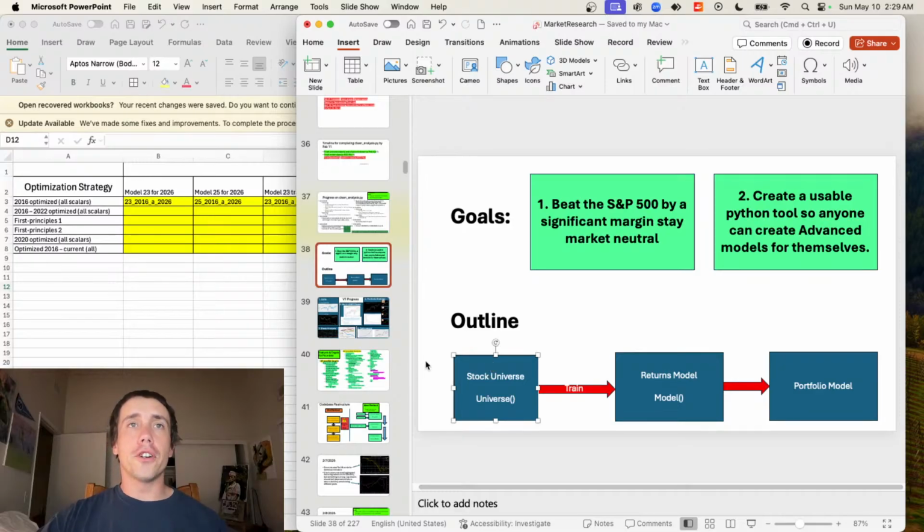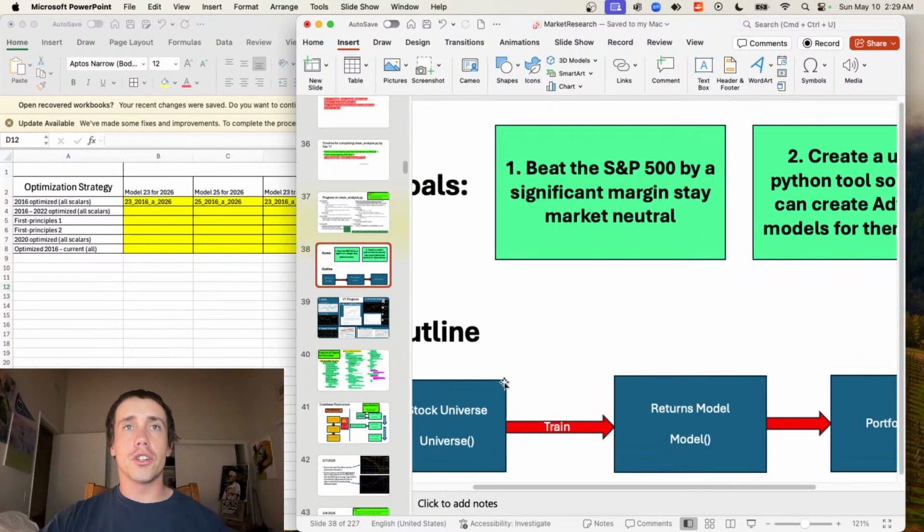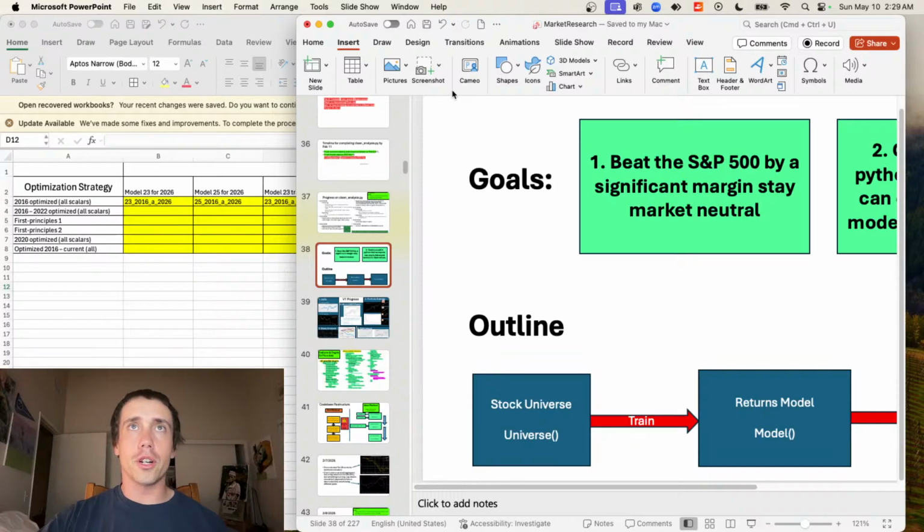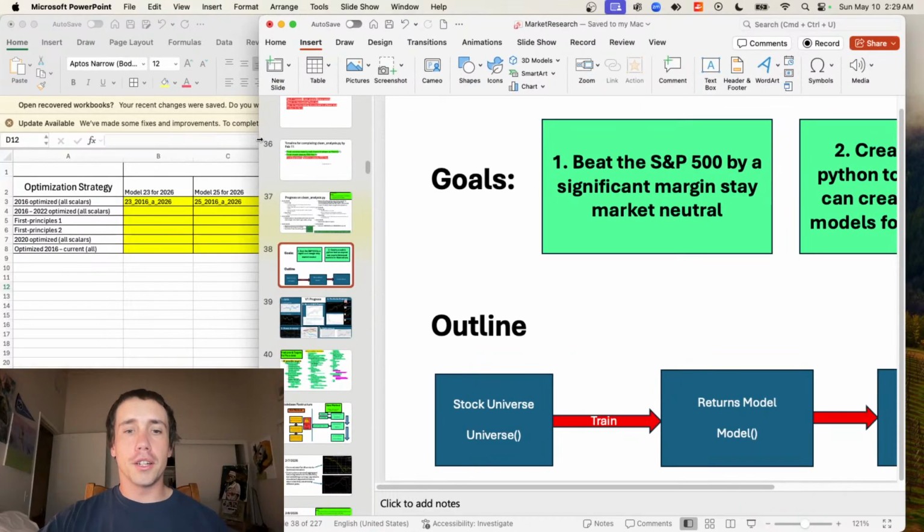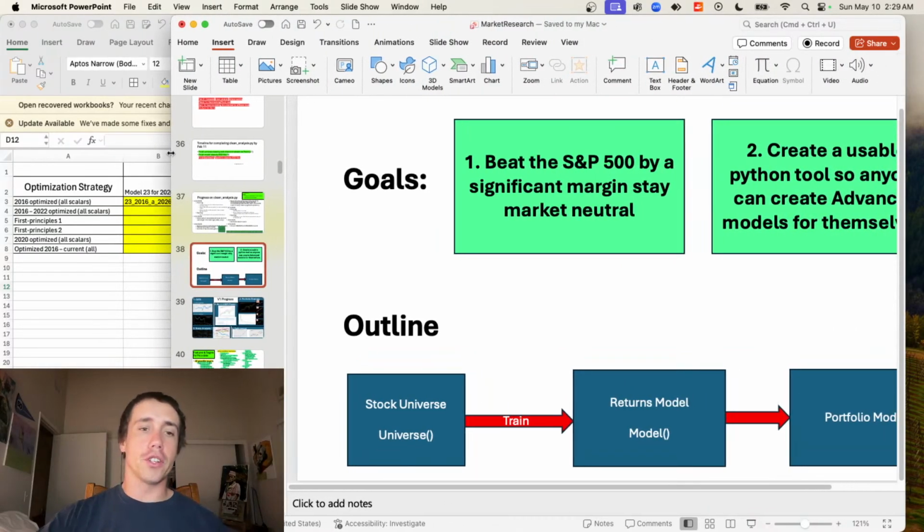So the first step for this strategy is to define a stock universe. You don't want to train the model on everything. Different assets move differently. For instance, ETFs move differently from common stocks. So you want to isolate a stock universe. Now I've done that and I've used it to train a model, which does pretty well.